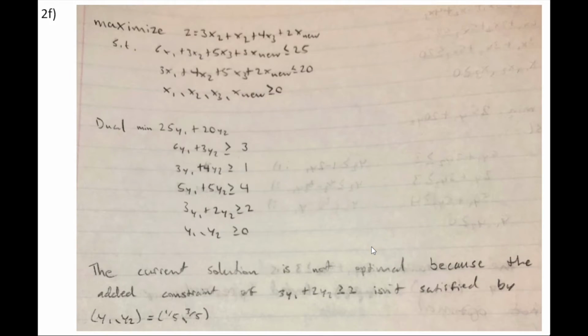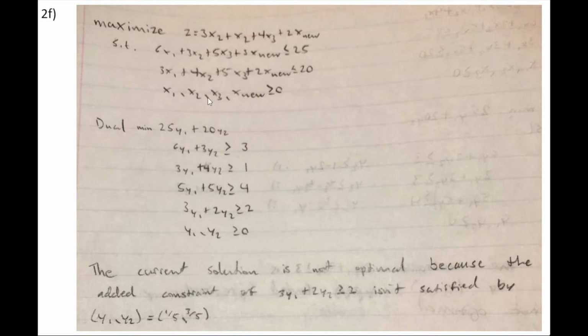Okay, so for 2F, now we've actually added on a new variable to the original problem. And now we want to use duality theory again to determine whether the previous optimal solution, along with x nu equal to 0, is still optimal. So we do the same thing that we did in part D, and we plug in the original solution.